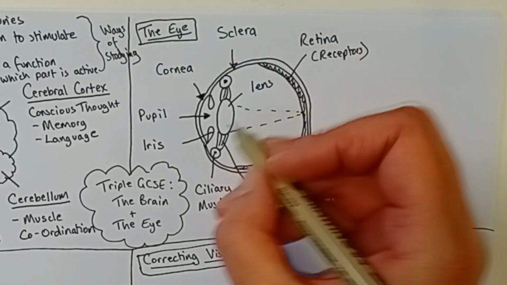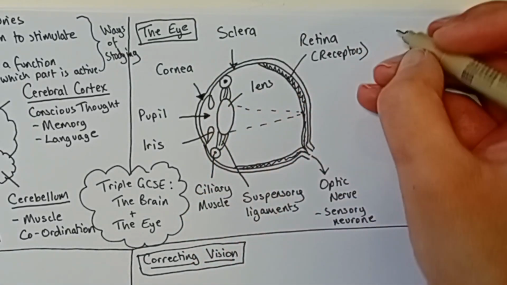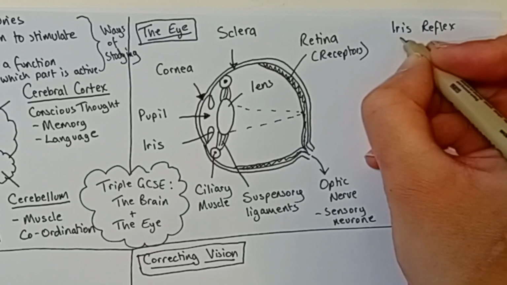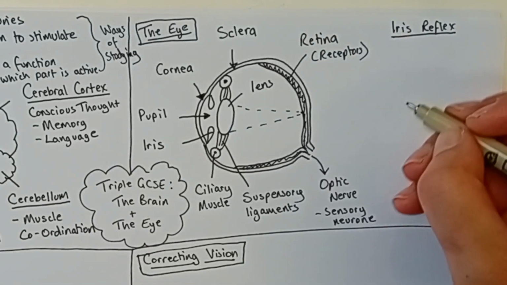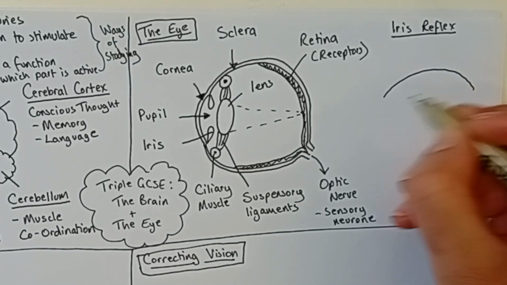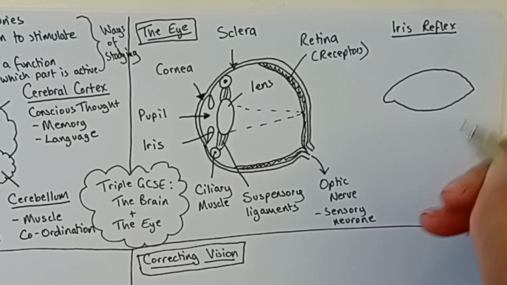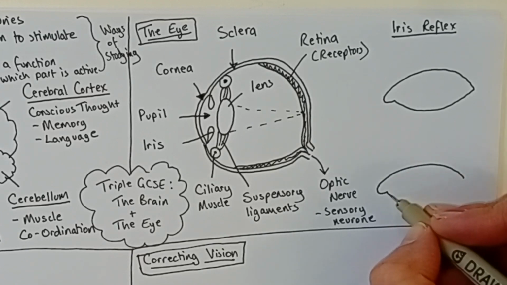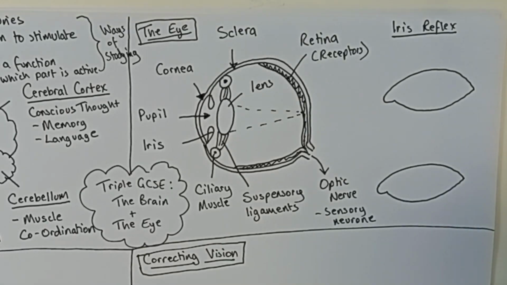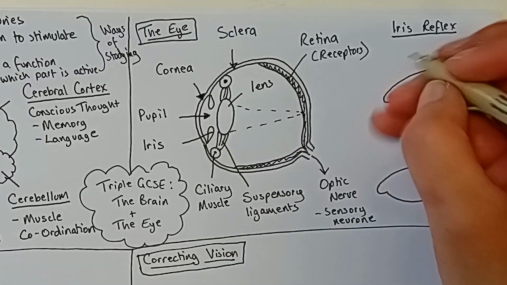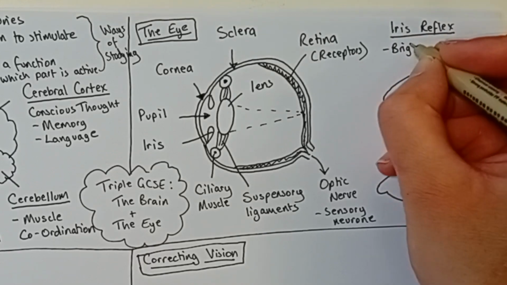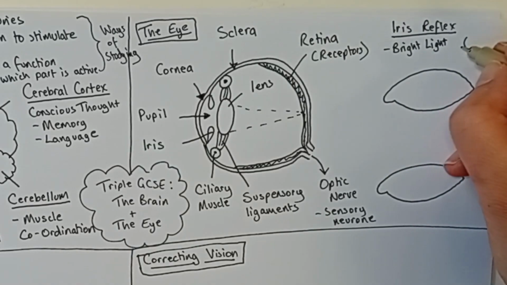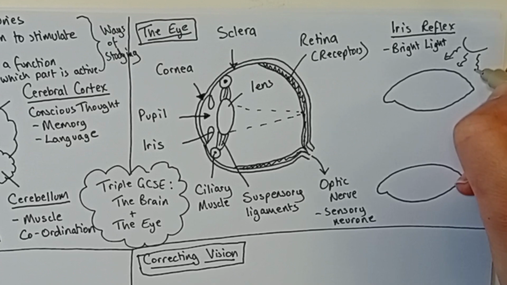Okay, so we're just going to have a little think then about this front part of the eye here and how the iris changes size. We call it the iris reflex. I'm going to draw two eyes from the front this time. There's one. There's two. And this first one is going to be in bright light. It's going to be bright sunshine.